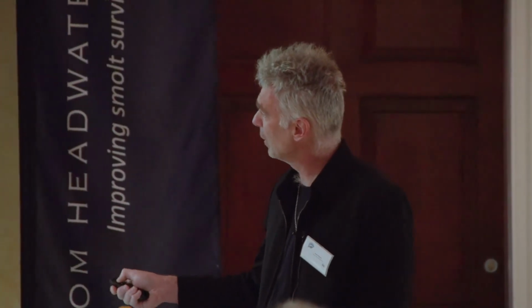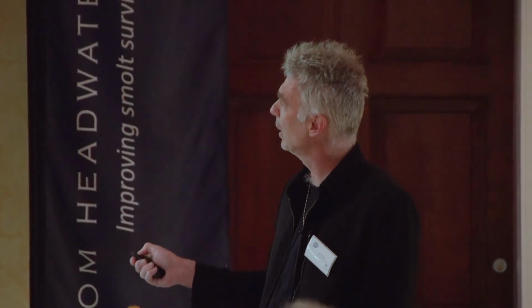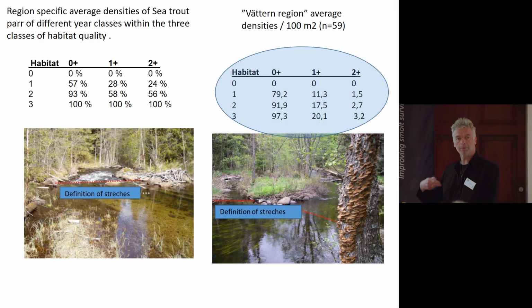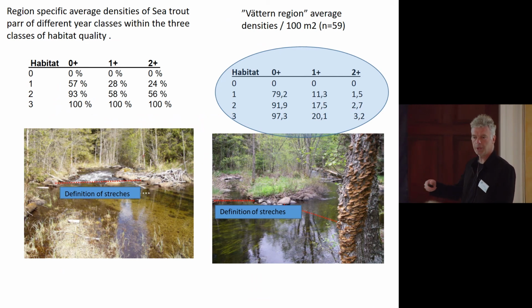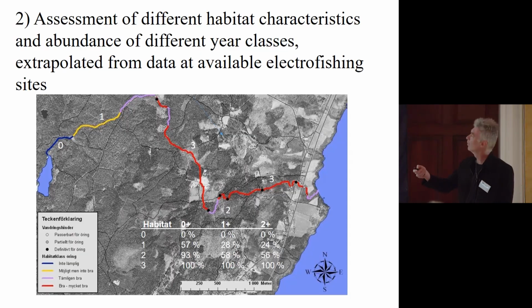So then we walk through the whole stream, and we define stretches, and we do habitat scoring, and then we have electrofishing at some representative sites. That means that we don't need to have data on all of these categories. We can just extrapolate it if we know to some extent where the qualities are and what the numbers are in some of these categories.